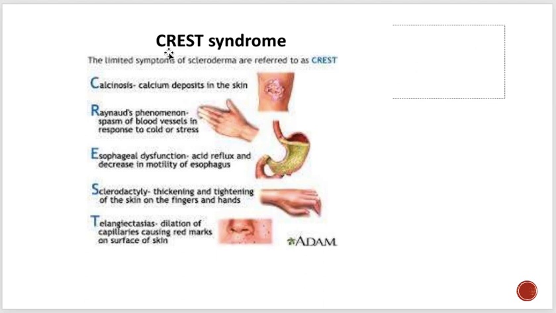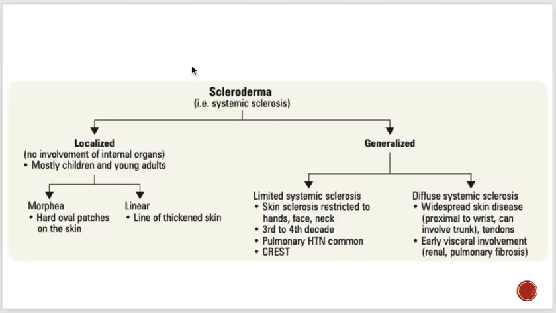CREST gets its name because C is for calcinosis, R is for Raynaud's phenomenon, E is for esophageal dysfunction, S is for sclerodactyly, and T is for telangiectasia. I'm going to show you how sclerodactyly looks, but before talking about the pathophysiology and all those things, scleroderma or systemic sclerosis can be localized and can be generalized.